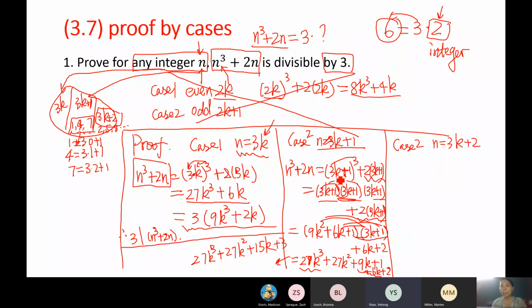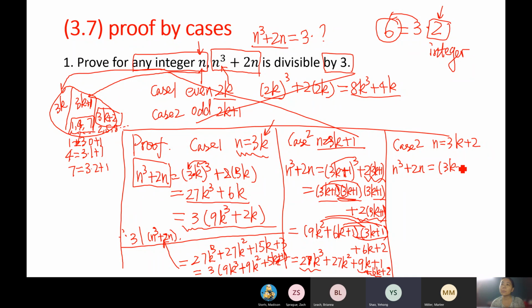For the second case, after you plug in, you do all that algebra work, and you can see you're still going to be able to factor out a 3. That's 9k cubed plus 9k squared plus 5k plus 1. And same thing, you can see we are able to factor out a 3 from here. So therefore, 3 goes in there. For the third case, I'm going to be a little quicker because it's going to be exactly the same thing.